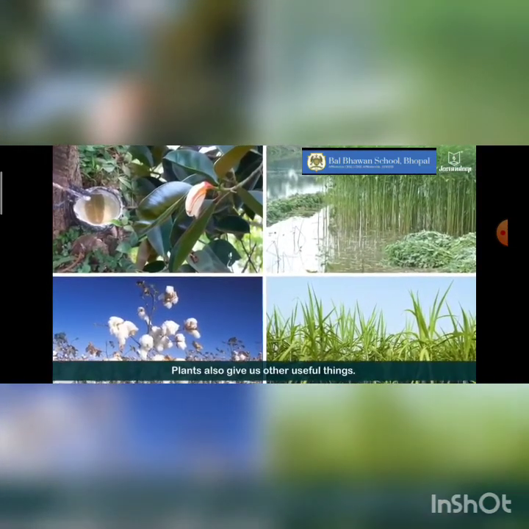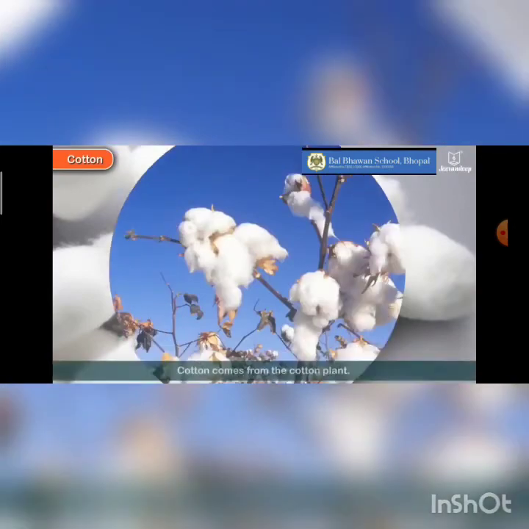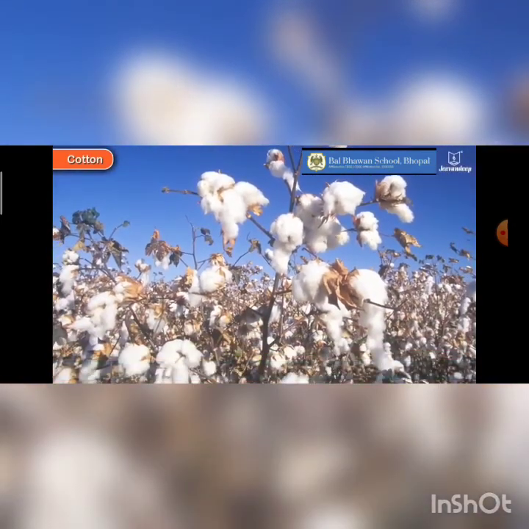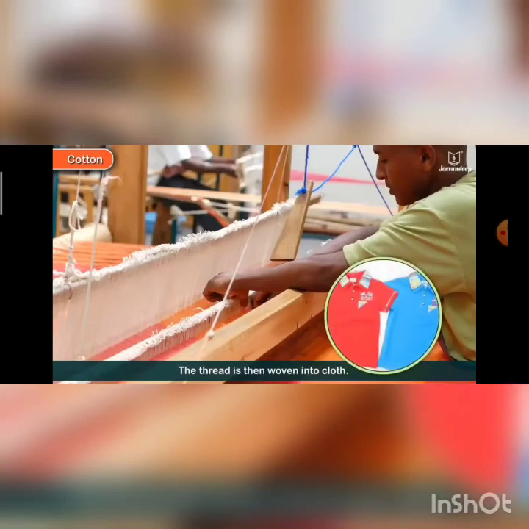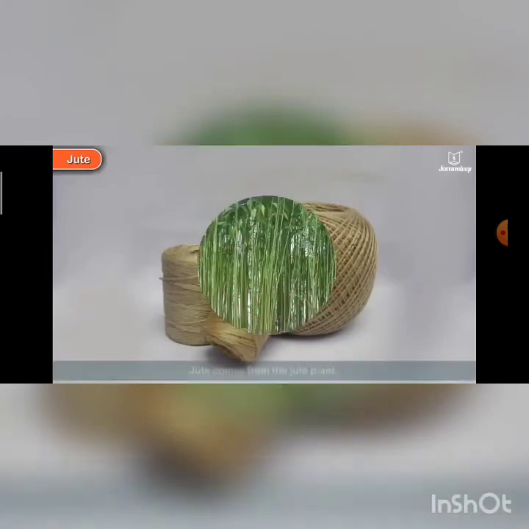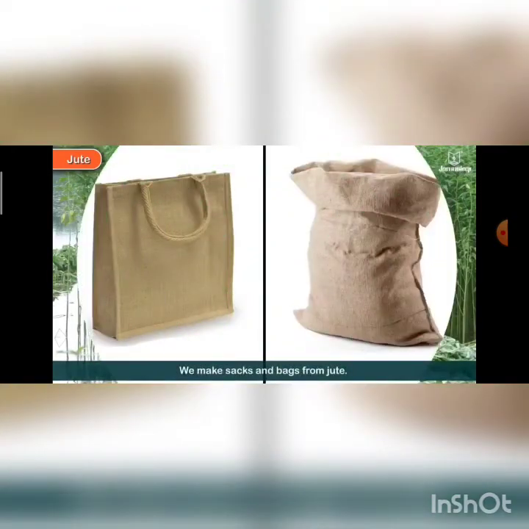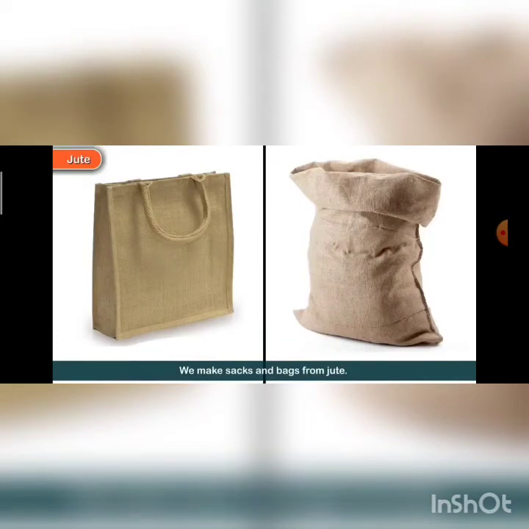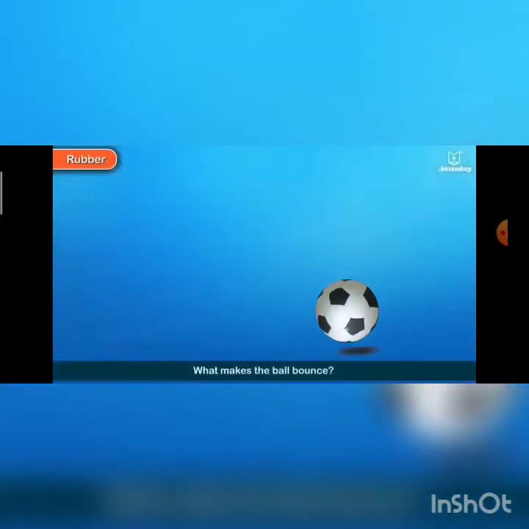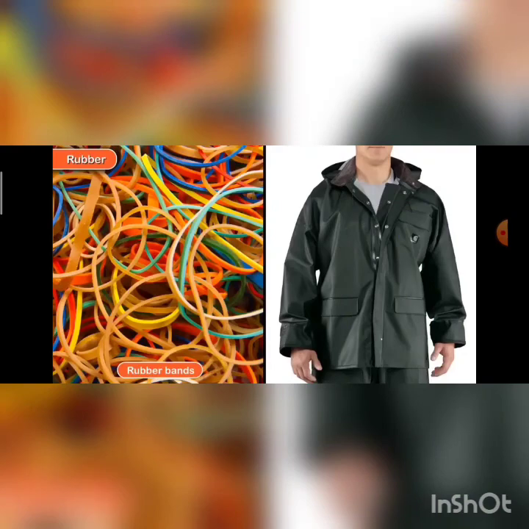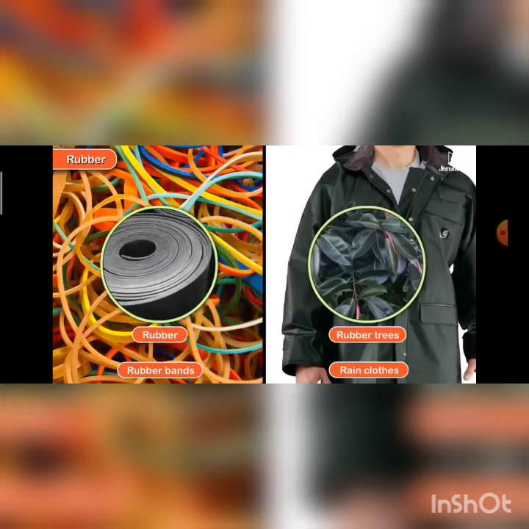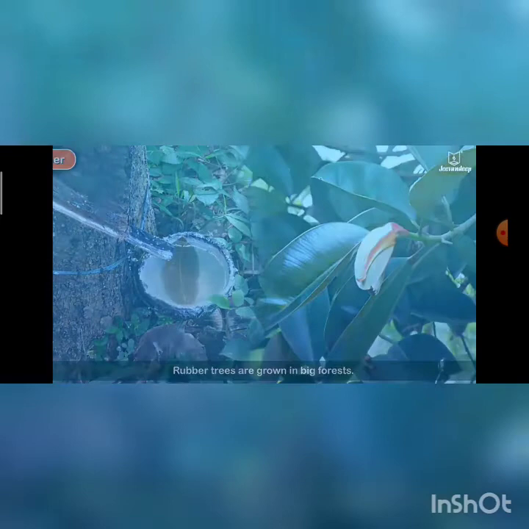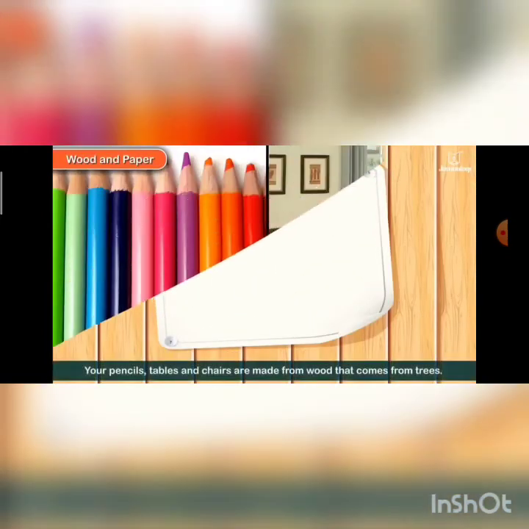Plants also give us other useful things, like cotton, which we use to make clothes. Cotton fibers we get from the cotton plant. It can be spun into thread, which is used to make cotton clothes. Jute is another fiber which we get from the jute plant. We make jute bags and sacks from jute fiber. Rubber is also used in different materials like rubber bands, rubber jackets, rain clothes, tires. We get rubber from the rubber tree. Rubber trees are grown in forests and the juice of the rubber tree is used to make rubber items.